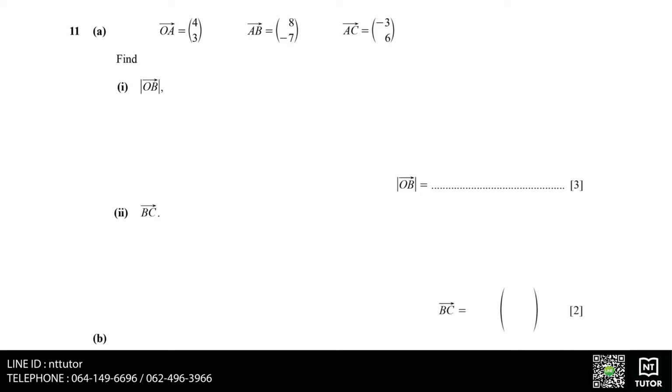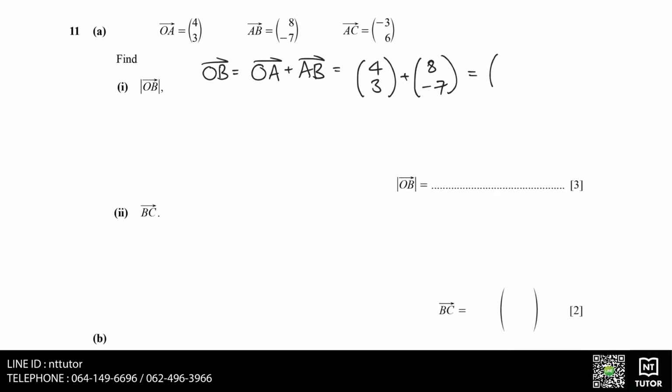The modulus of vector OB is just the length of vector OB. We are not given vector OB in the question, so first we need to come up with vector OB. Vector OB can be found from vector OA plus vector AB because vectors don't care about how you get there, they only care about the beginning and the end.